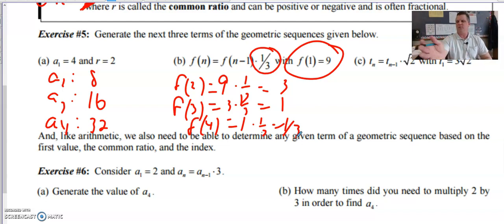Again, you need to pause it, replay it, whatever you need to do, because I only have about 5 minutes left. The next one, the next 3 terms.